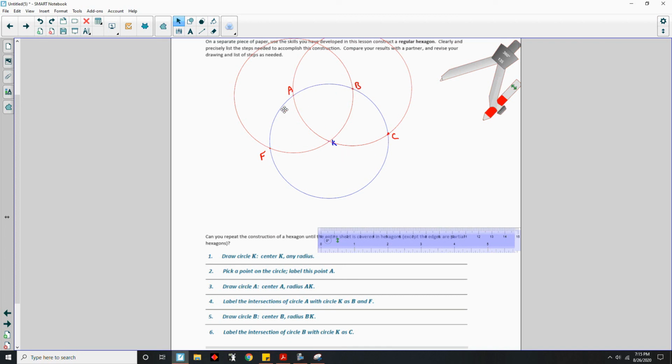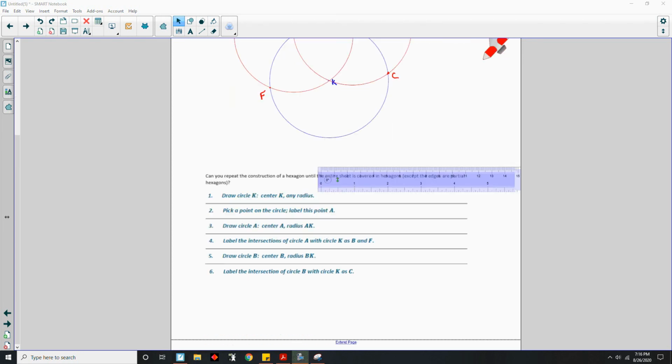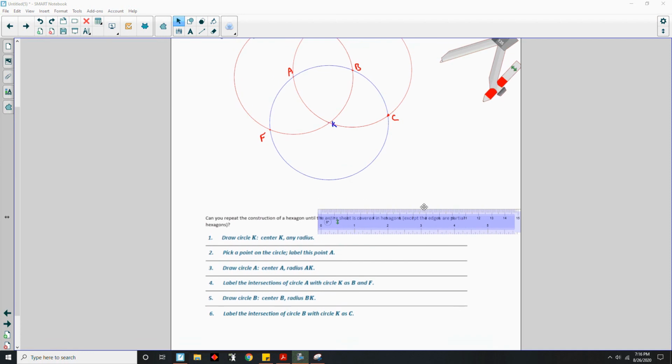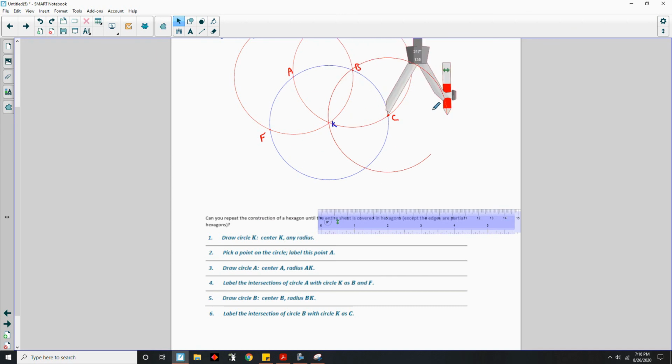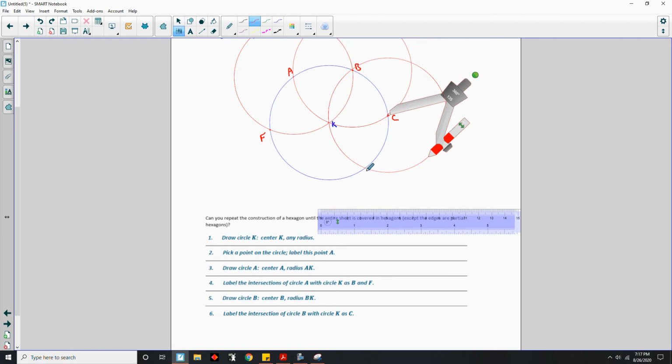So notice what's going on here. We now have sides starting to form. We have FA, we have AB, we have BC. We have a four-sided figure now. We just have two more to go. So now I'm just going to repeat the process by bringing my point down, centered at C, and drawing a circle. Notice it went through K again, and it went through B. And then now I have a new point right here, and that is going to be D.